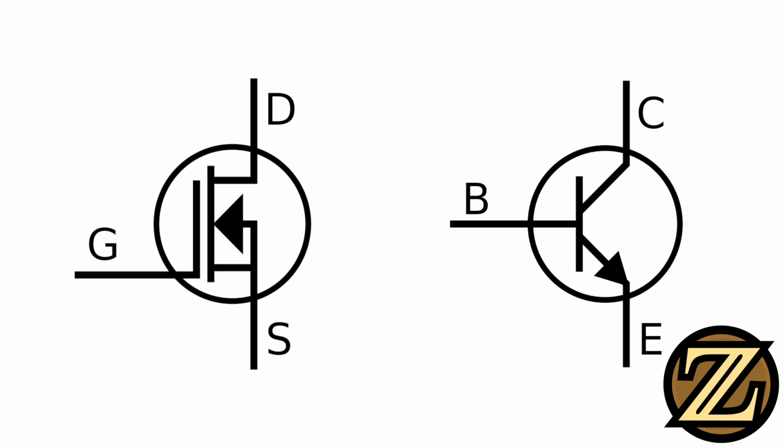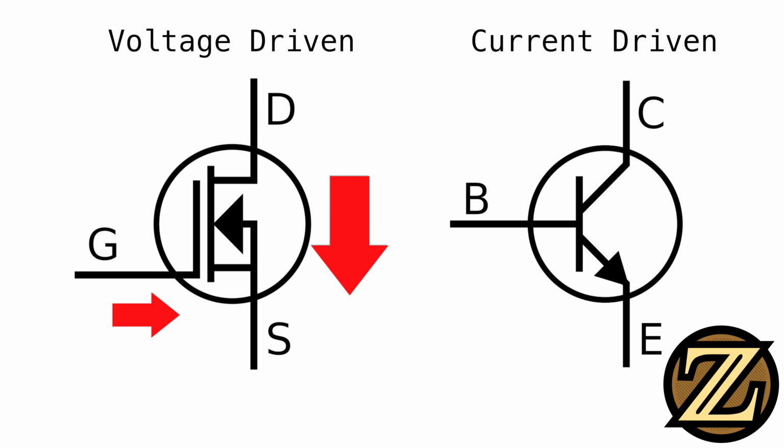MOSFETs differ from BJTs in a few ways, with one way being that current does not flow from the gate to the source like it did in a BJT between base and emitter. Instead, the gate is charged with voltage to allow current flow between drain and source. As voltage increases at the gate, impedance is produced between drain and source, allowing for more current flow. BJTs amplified current by using current. MOSFETs amplify current by using voltage. More voltage means more current flow.